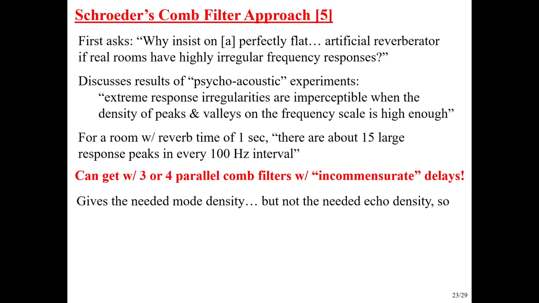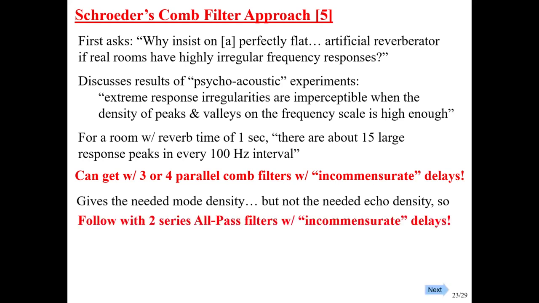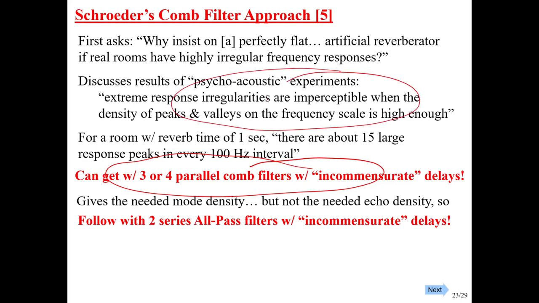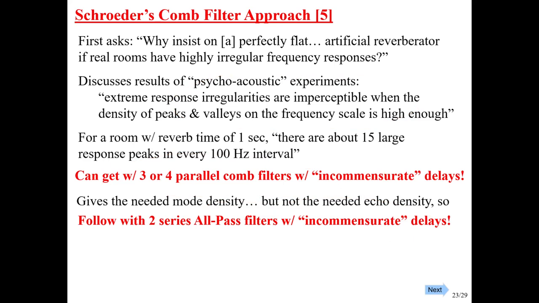So we're right back to that making the density of the modes good enough doesn't give us the echo density that we want. So then he says, yeah, but I've got something that will create lots of echoes. It's that series cascade of all pass filters. So he's going to take the output of these, which will give the nice irregular spikes in frequency, and then run it through an all pass filter that will not perturb the spikes in frequency that he's getting from the comb filters, but it's going to make a lot of echoes. So kind of best of both worlds.